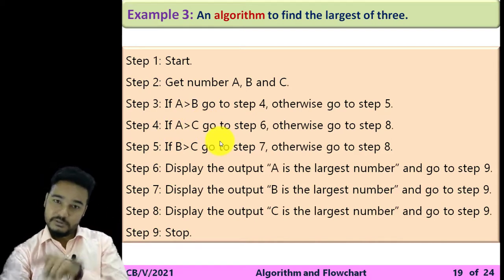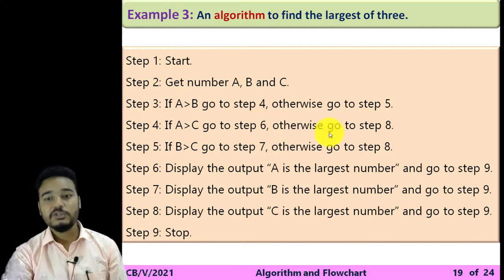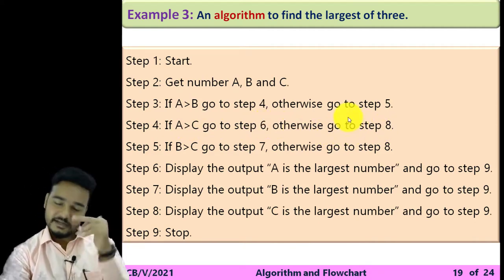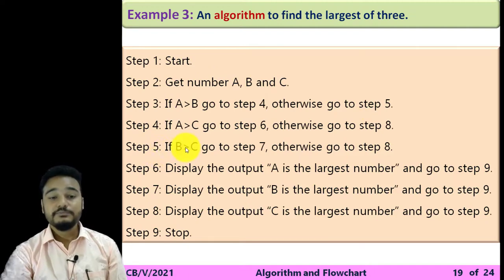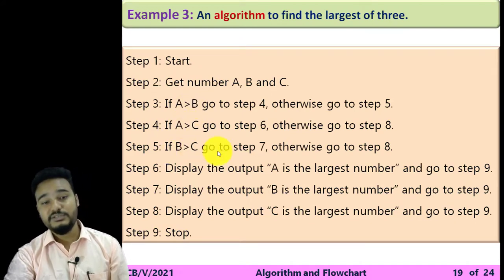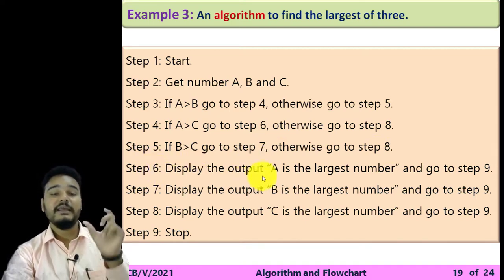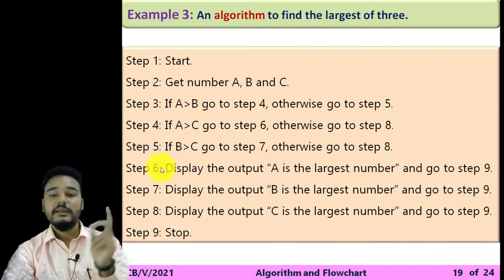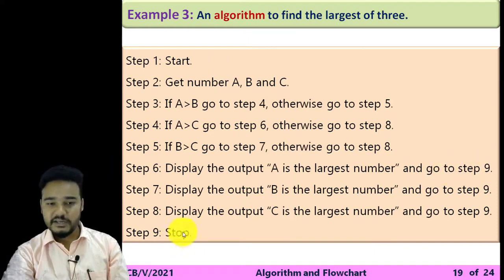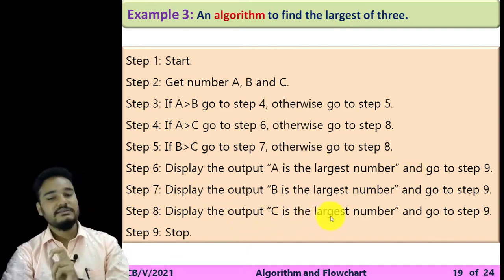First we compared A with B. Now we will be comparing A with C. Go to step 6, otherwise go to step 8. Now what is 6, 8? That also we will see. Now if B is greater than A, then what will happen? Compare B with C. Go to step 7, otherwise go to step 8. Now what is the 6th step? Display A is the largest number, and go to step 9. Step 9 is stop. Step 7 is display B as the largest number, and step 8 is display C as the largest number.